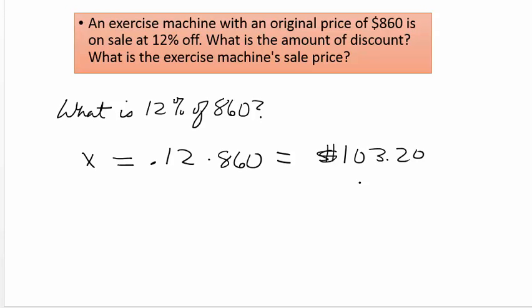Now, here's the deal. It then says, what is the exercise machine's sale price? Well, the sale price is going to be the original price, which was $860, minus the discount of $103.20. And that gives us our answer of $756.80.